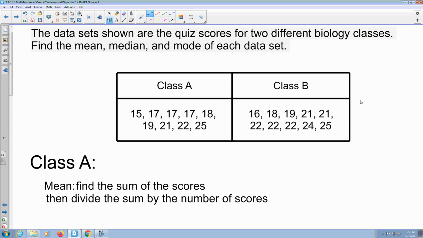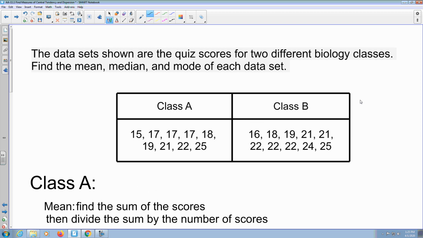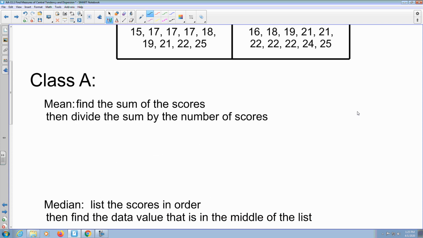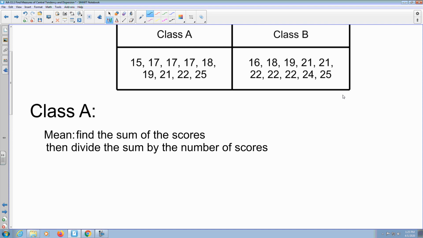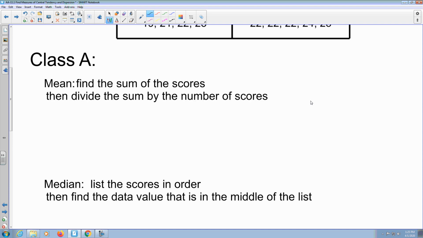All right, so what we have here, it says the data sets shown are quiz scores for two different biology classes. They want us to find the mean, median, and mode of each of the data sets. So first off, let's take a look at class A. What I'm going to do right off the bat is write the values in order, but to find the mean, you're just adding up those numbers. The values are in order. Oh, that's really nice, they already put them in order.